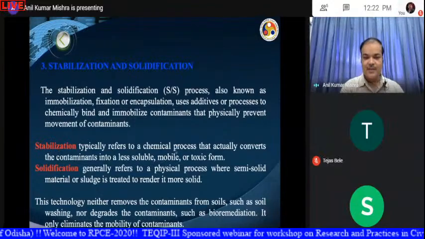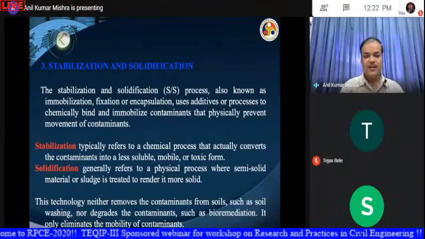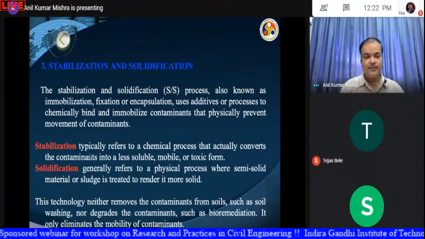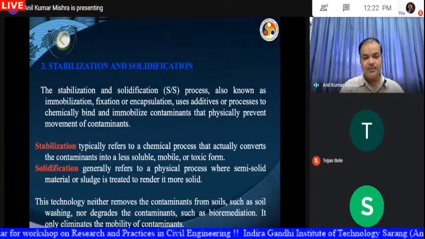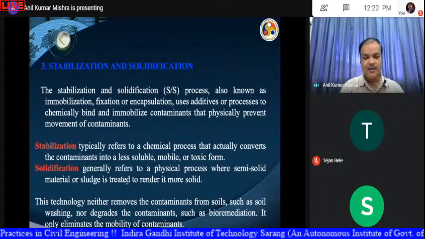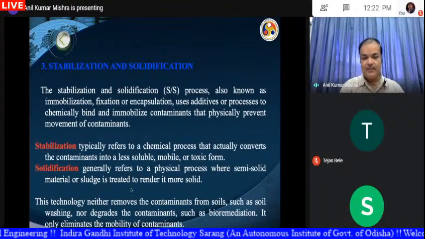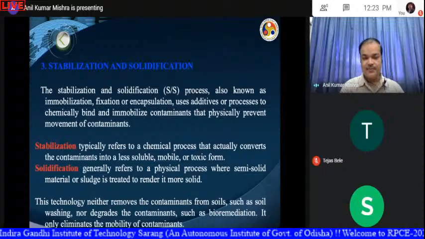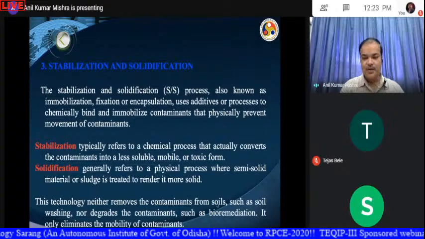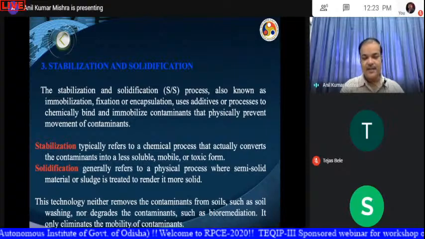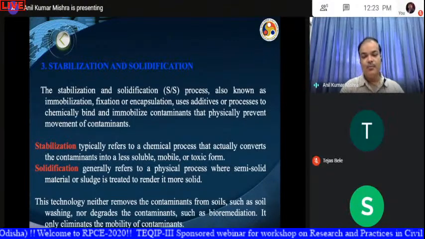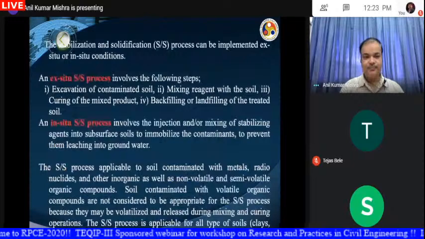So it has stabilization. That means we have to add some chemicals to convert this contaminant into less soluble, or less mobile, or less toxic. Or we can make it solidify by adding some chemicals like cement and make it into more solid particles. As I told you, this technology neither removes the contaminants from the soil, such as washing, nor degrades the contaminants, such as bioremediation. It only eliminates the mobility of the contaminants.